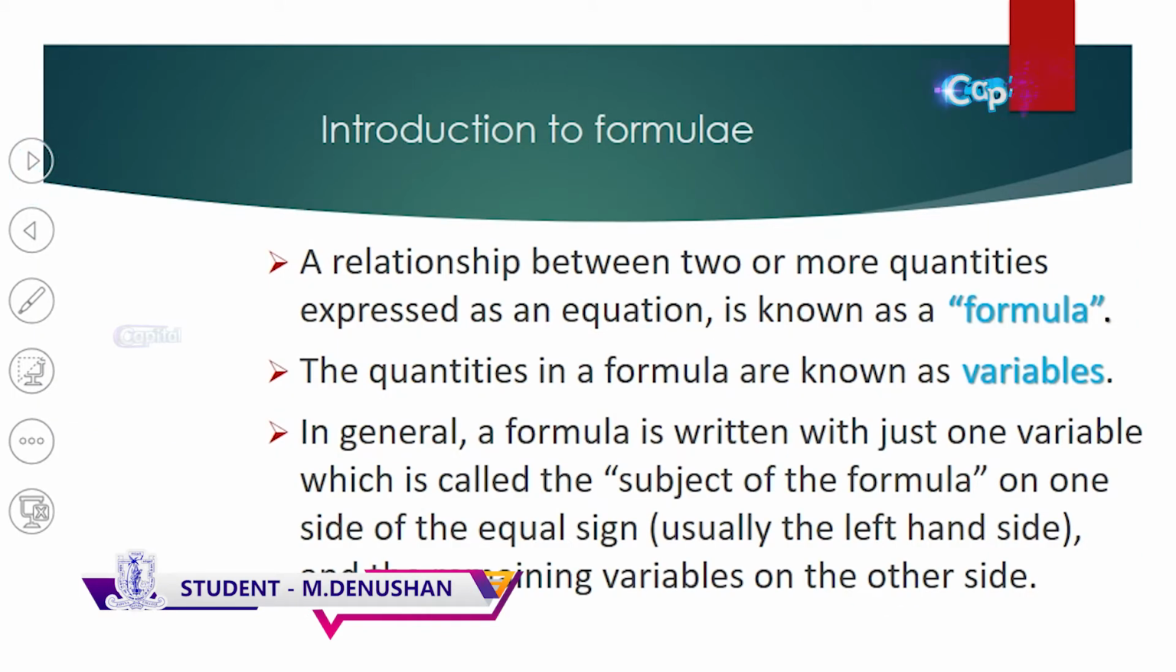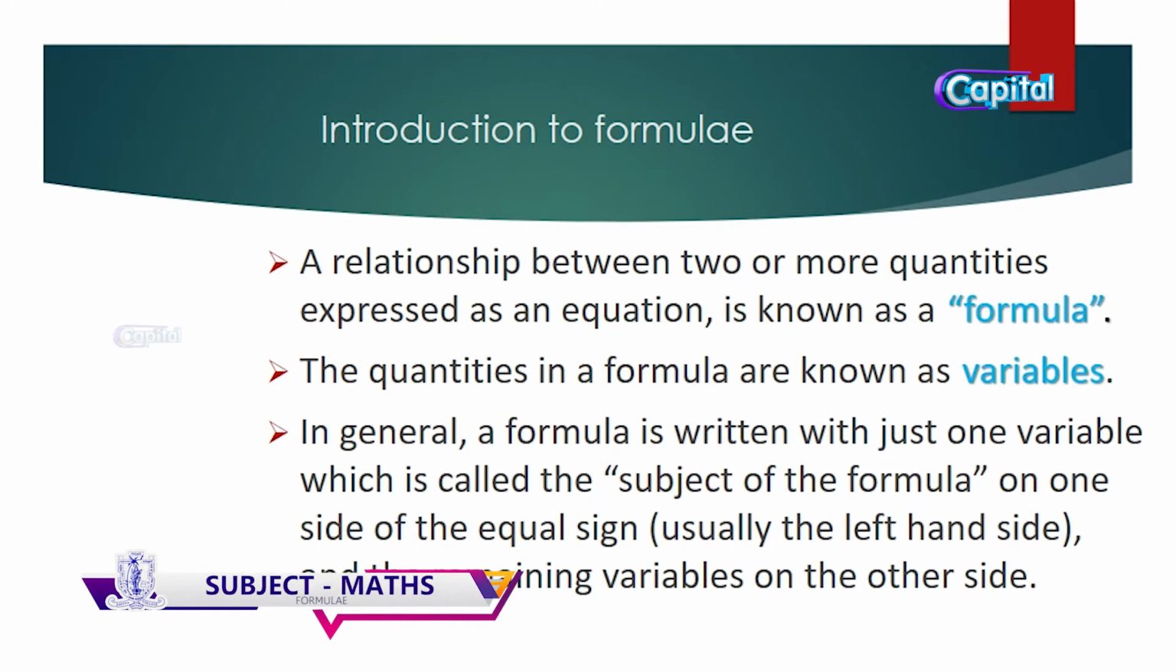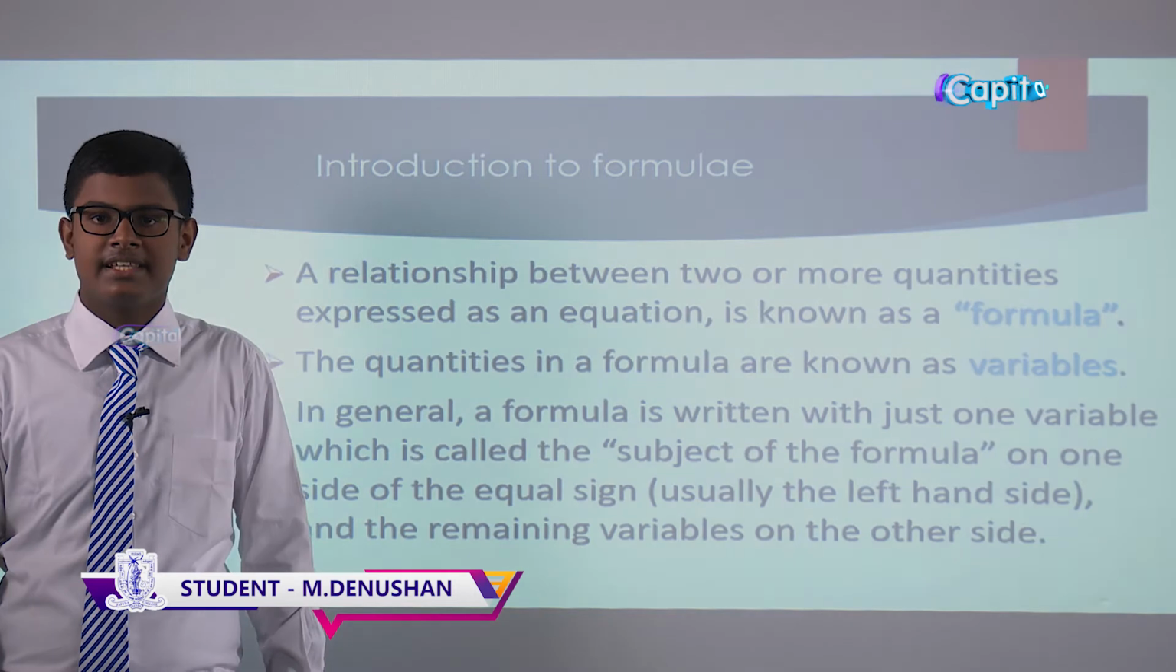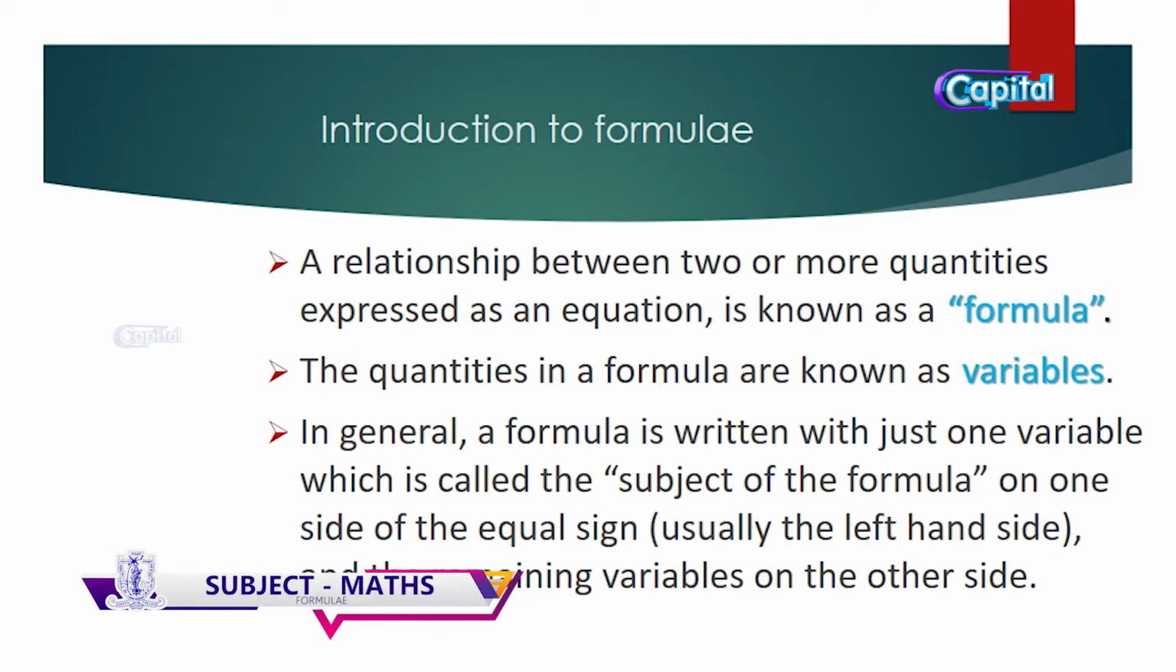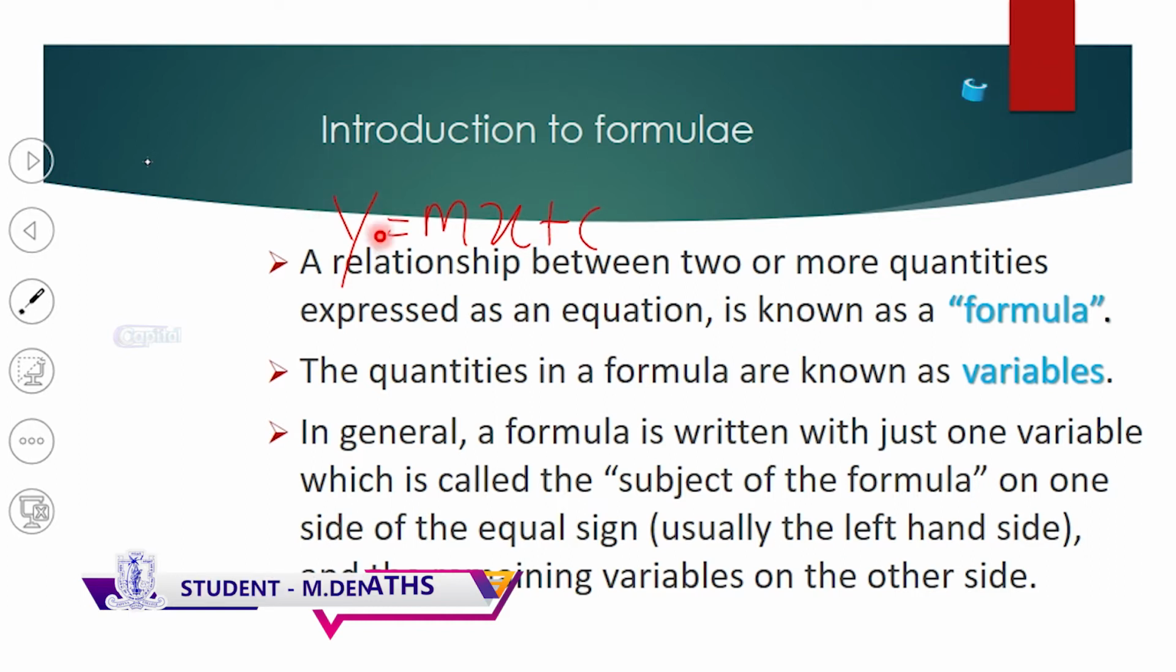A relationship between two or more quantities is expressed as a formula, and the quantities in the formula are known as variables. Usually the subject of the formula is on the left hand side of the formula, and the variables are on the right hand side. For example, in the formula y is equal to mx plus c, the y is the subject of the formula and the mx plus c are the variables in the formula.